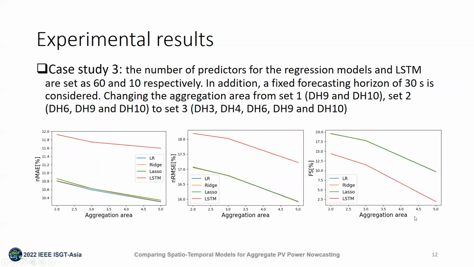And for the last case study, based on the previous case studies, we set the number of predictors for the regression family as 60, and for LSTM, as 10. In addition, the forecast horizon is fixed at 30 seconds. We change the aggregation area from set 1, set 2, to set 3. From these three figures, we can see that the NMAE, NRMSE, and FS of all models are decreasing as the aggregation area expands.